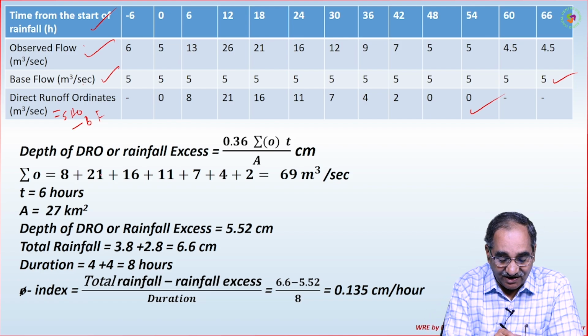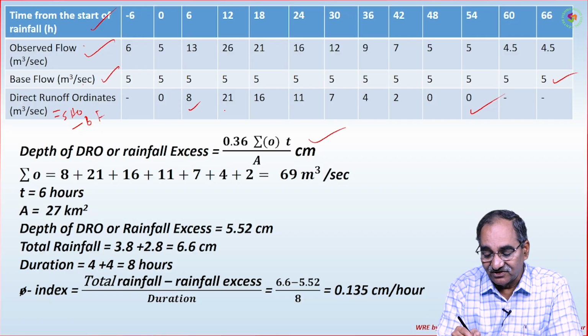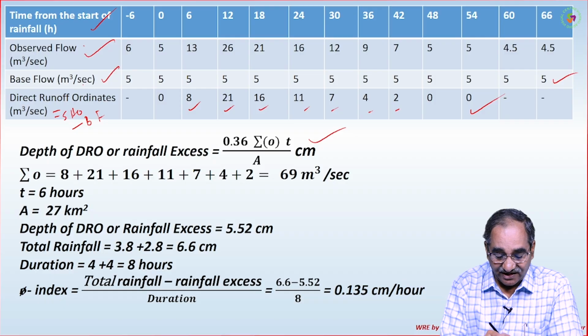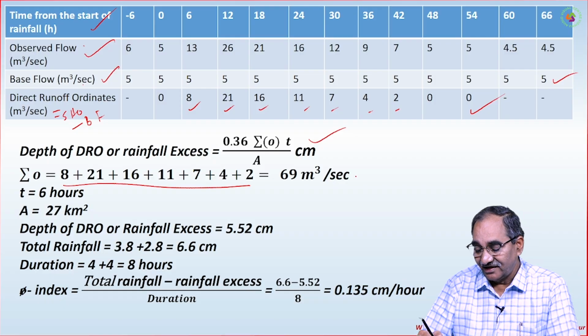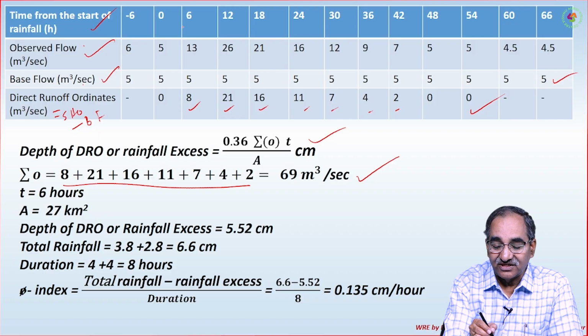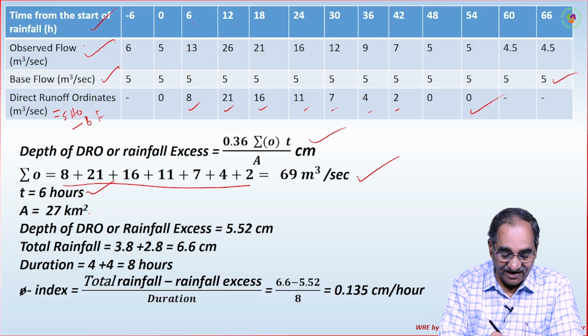Then what is the depth of direct runoff? The equation: sum of the 1, 2, 3, 4, 5, 6, 7 ordinates. That's what I have done: 69 meter cube per second. What is the time interval? 6, 6, 6, 6, so 6 hours. What is the area he has given?